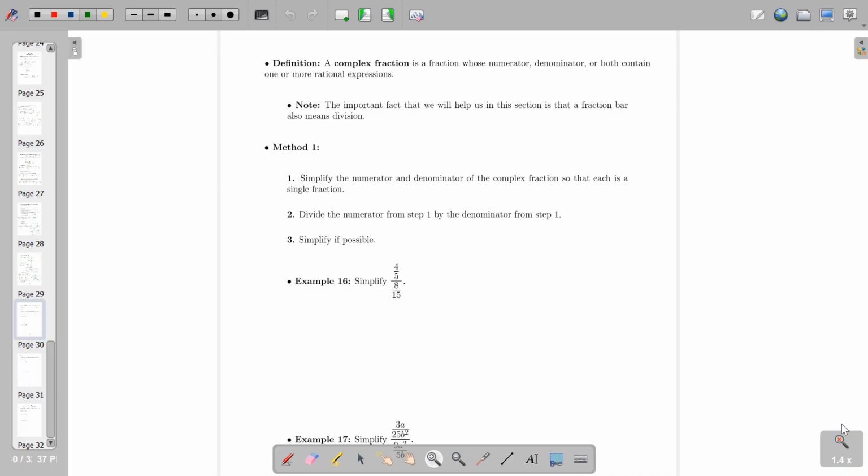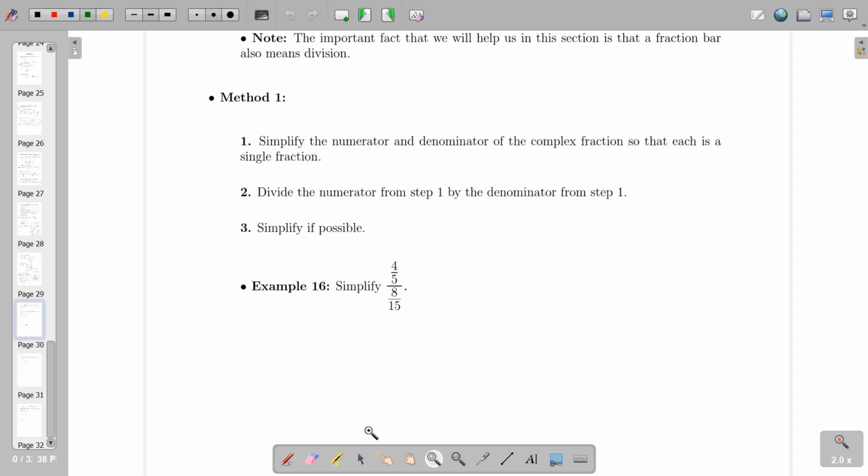In this video, we're going to work with complex fractions. A complex fraction is basically a situation where we have fractions within fractions. Now, what I want to do here is talk about a couple different methods for simplifying complex fractions. The first one is to understand that a fraction bar means the same thing as division.